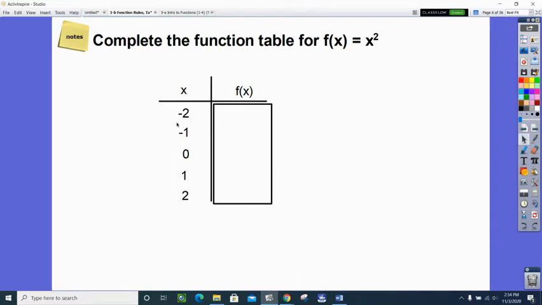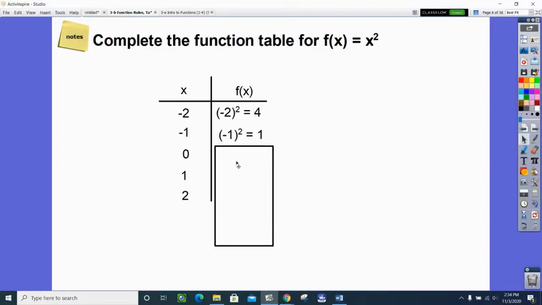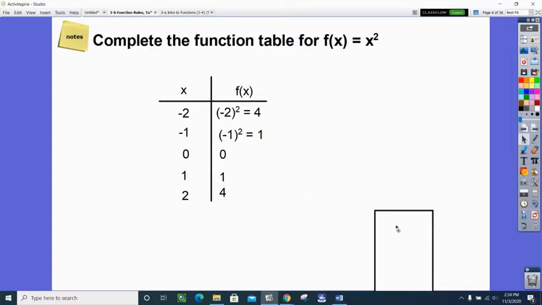What is -2 to the second power? I'm praying, I'm hoping that you said +4. Remember that we catch it in the gloves. And -2 times -2 should be a +4. Same thing with the -1. And then 0 squared would be 0. 1 to the second power would be 1. And 2 to the second power would be 4. And you'll notice an interesting symmetry happening here. Okay, and that's what we're going to talk about. And that's why it's important to get those negative inputs. So that's how we make a table of values.